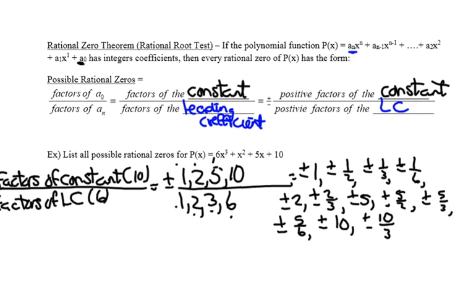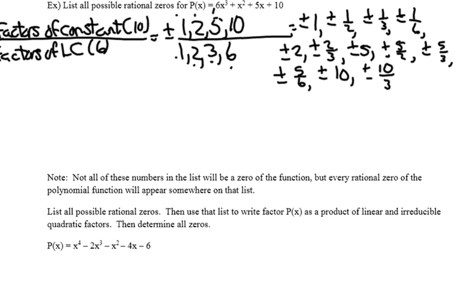Now, we know the degree of this polynomial function equation is 3, so we know the maximum number of solutions it's going to have is 3. So not all of them are going to be solutions, but if any of them are, you're going to find them somewhere in this list. So note, not all of these numbers in the list will be a zero of the function, but every rational zero of the polynomial function will appear somewhere in that list.